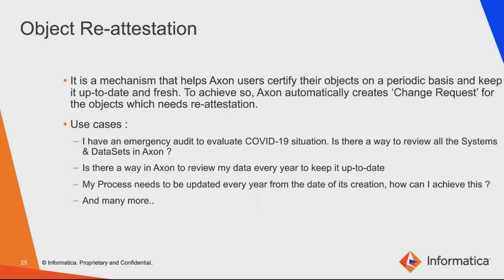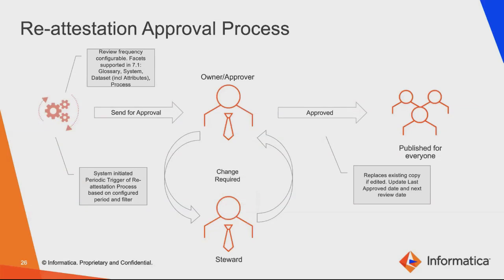So some use cases are, again, I have my glossaries that I want to approve and ensure that they are up to date every year because my regulation requires me to. Today, you would have to do that manually. So somebody would have to go and trigger change requests for all those different glossaries, and only then can the system go through this approval process. So with object reattestation, we are making that process simpler and automated for you.